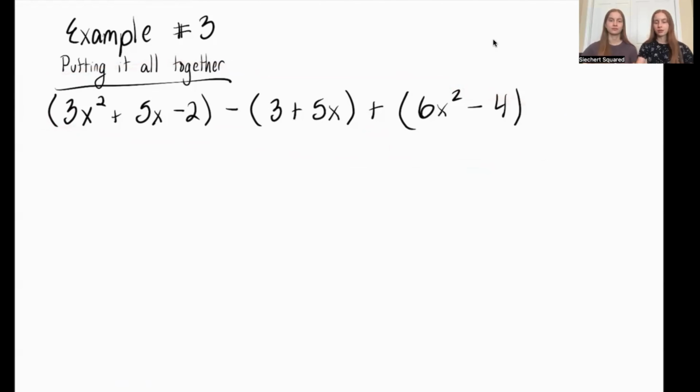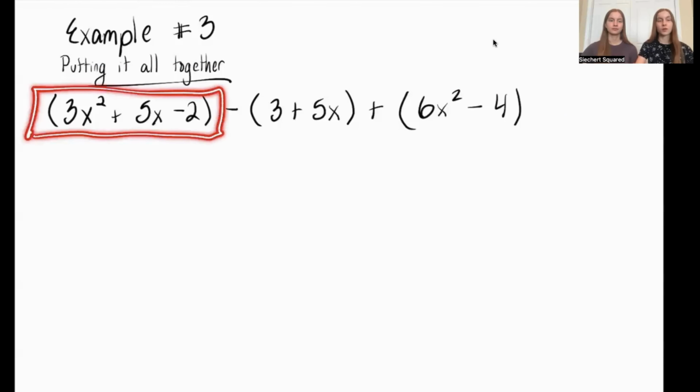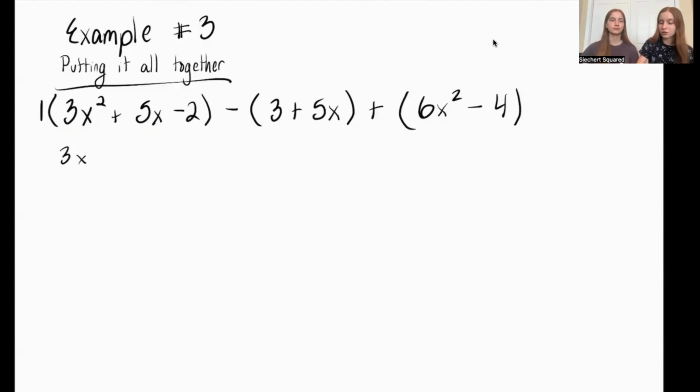So looking at putting it all together, first things first, this very first polynomial doesn't have any number in the front. It's really just a 1 being multiplied. So this ends up being just the 3x squared plus the 5x minus the 2. Because technically when you multiply out that 1, it doesn't change anything. So again, our goal right now is to take all of what we have and to make it look a little bit simpler and nicer, get rid of those parentheses and make it a combining like terms problem.